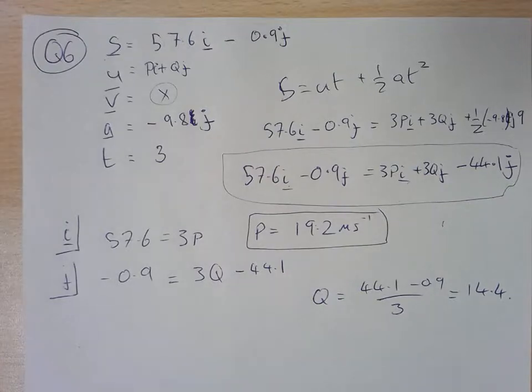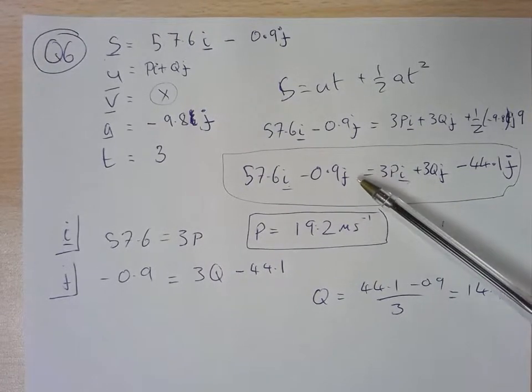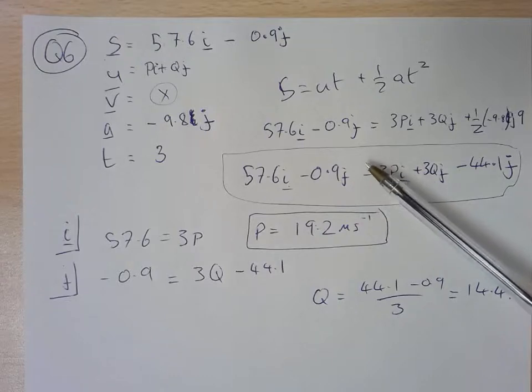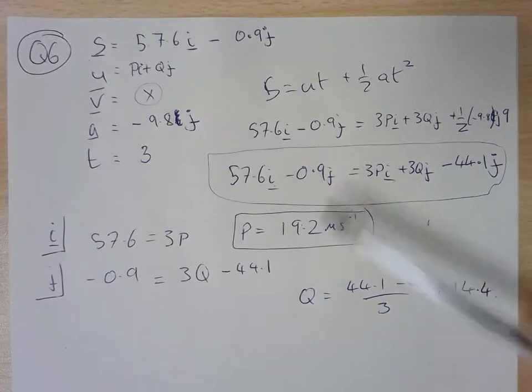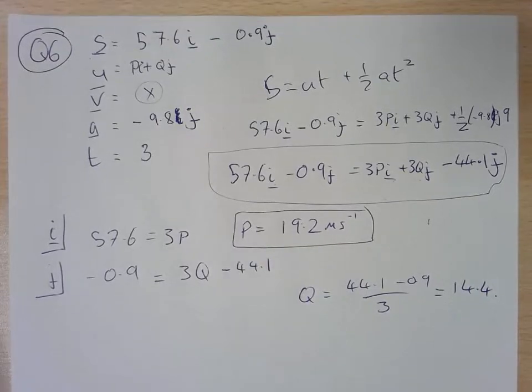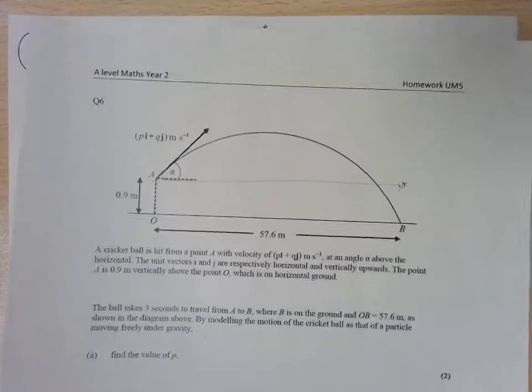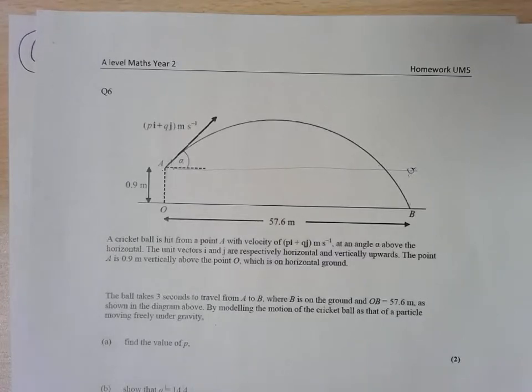So we used vectors here to do both the projectile motion equations at the same time. You can do this without vectors, you can do it as two separate equations if you want, but vectors can be quite a useful tool for modelling projectiles. The next part of this is to find the initial speed of the ball.